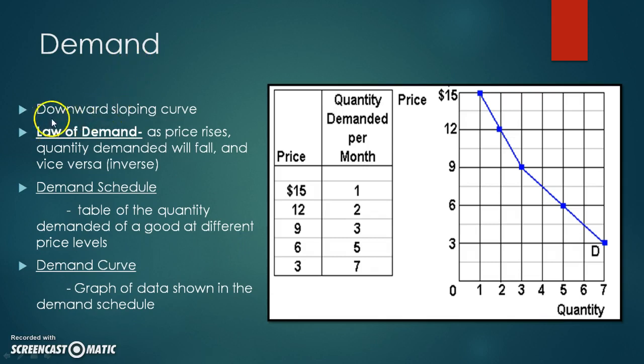Alright, so we got demand, which is a downward sloping demand curve shown here. And we have, again, the law of demand. As price falls, quantity demanded will rise, and vice versa. And as you can see here, we have a demand schedule, which is a table that shows the quantity demanded of a good at different price levels. So you can see here we have a $15 price, one would be demanded, $12, two, and so on. And the demand curve is simply a graph of the data shown in the demand schedule. So we have this data here represented by the downward sloping curve for the demand here.